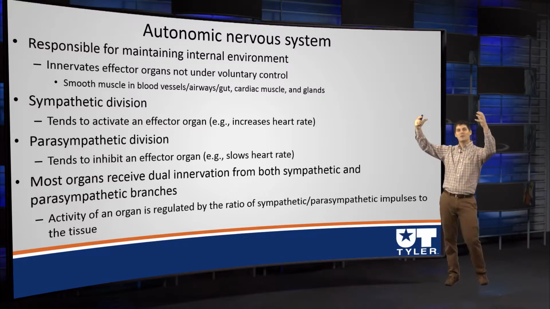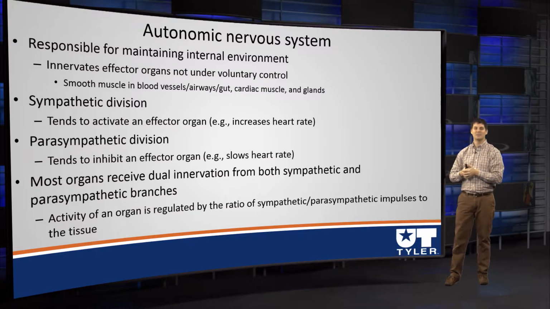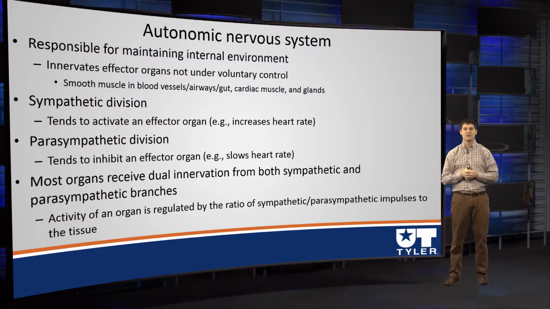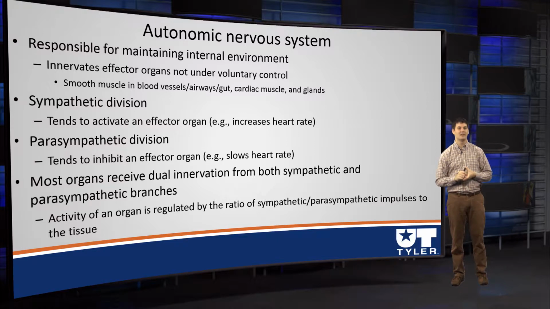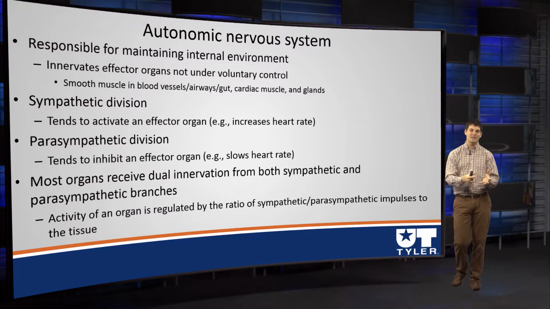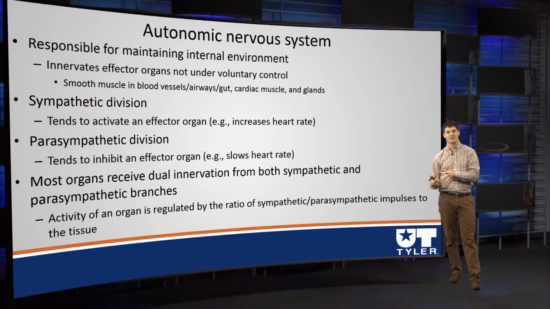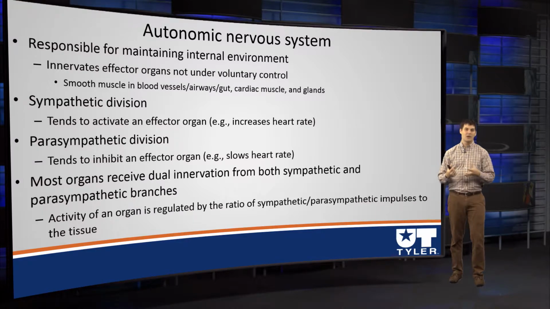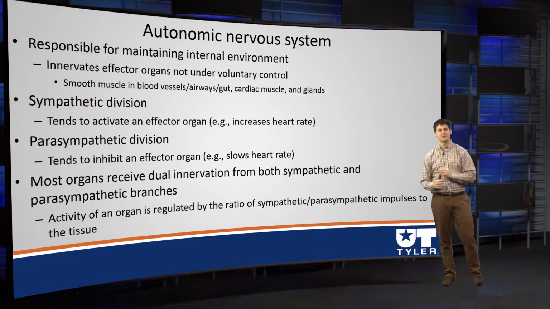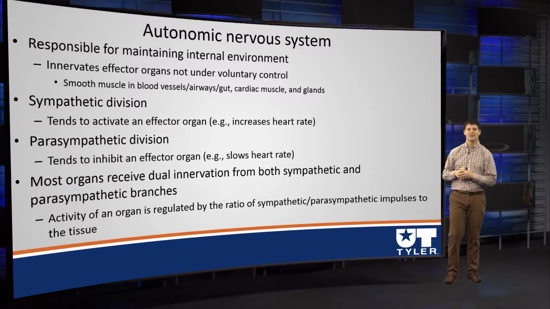In our mind map, we can split the autonomic nervous system into two parts. Again, you can see how this flows very nicely. The two parts are the sympathetic division and the parasympathetic division. So what is the sympathetic division? This is the fight or flight response. That's the classic idea.